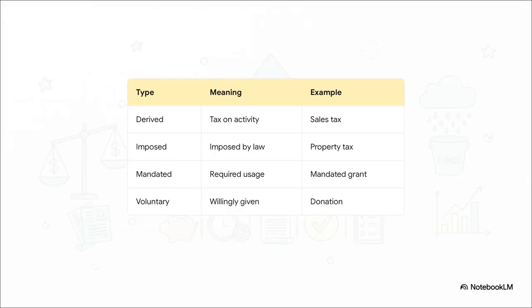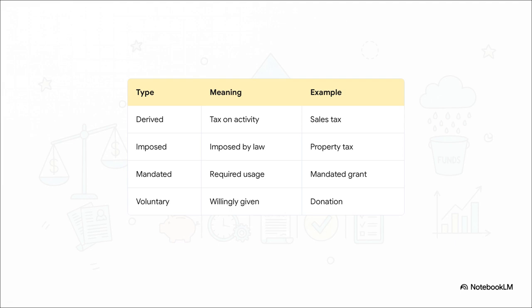Okay, picture four main buckets of non-exchange revenues you need to distinguish. First, derived tax revenues. This is where the tax rides on an underlying activity, like a sales tax or a hotel tax. The tax follows the activity. Second, imposed non-exchange revenues. Here, the government doesn't tax an activity at all. It just imposes the revenue by law. Property taxes and fines fit perfectly here.